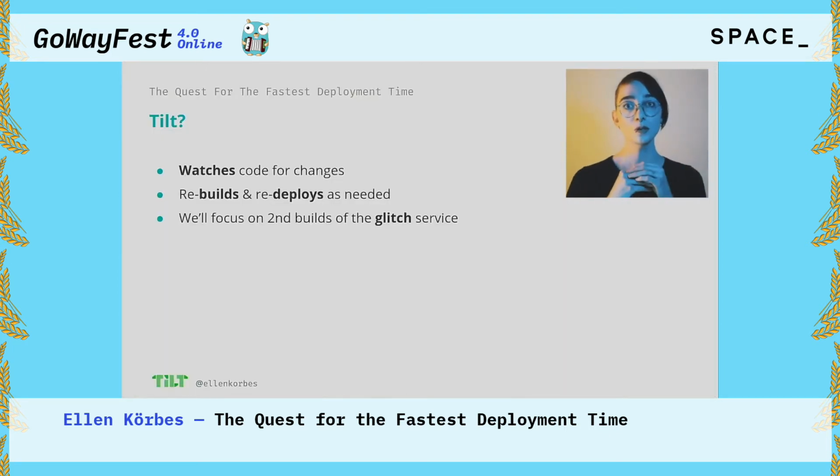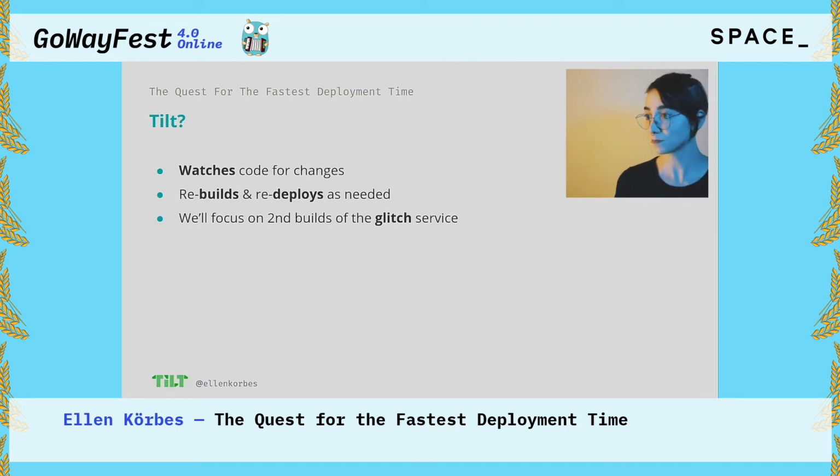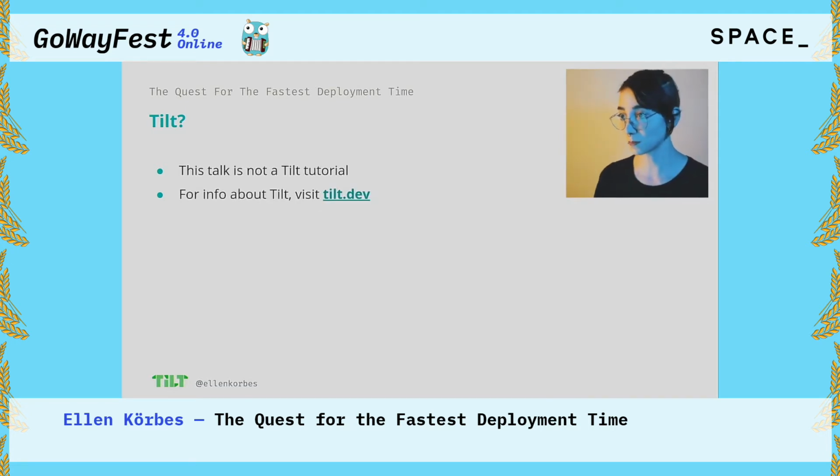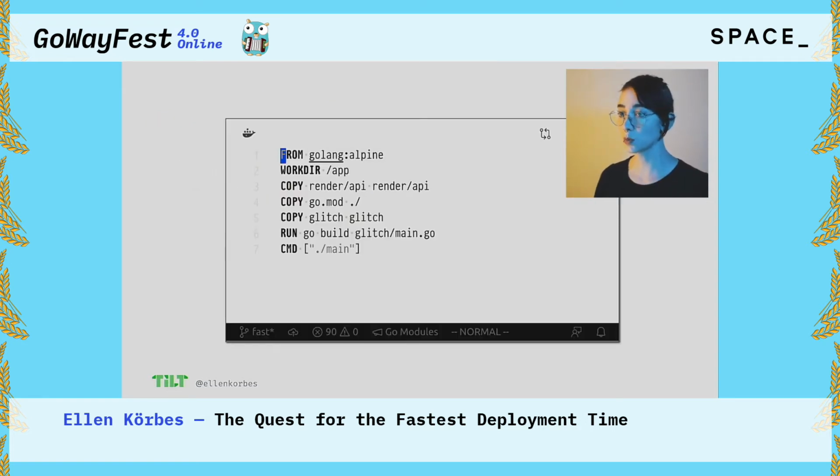Okay, so what does Tilt do? Tilt watches your code for changes. So you have a project you're working on. Every time you change some file, Tilt's going to notice that you changed the file. It's going to rebuild and redeploy that service. Rebuild and redeploy, let's use those as flexible terms because sometimes it's not going to have to do all of that. And we're only going to use the glitch service. So you saw before there was a red service, glitch service, the machine learning something. We're just going to focus on the glitch service. So this talk's not a Tilt tutorial, just want to make that clear. If you want to learn more about Tilt, you can message me later or visit tilt.dev. I'm just using Tilt to show you the Go and Kubernetes concepts that we need to work on.